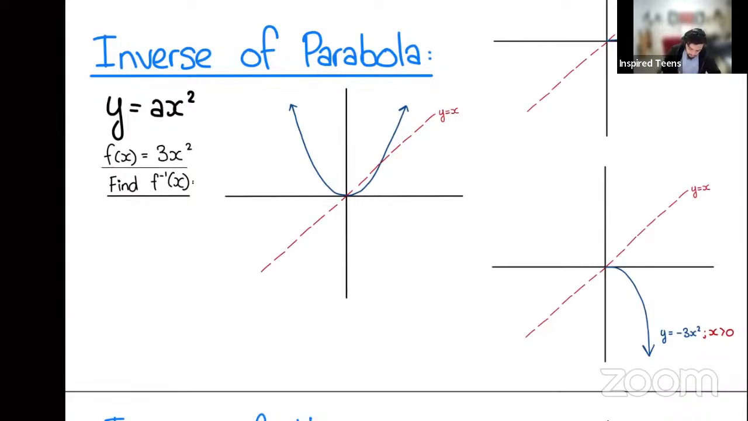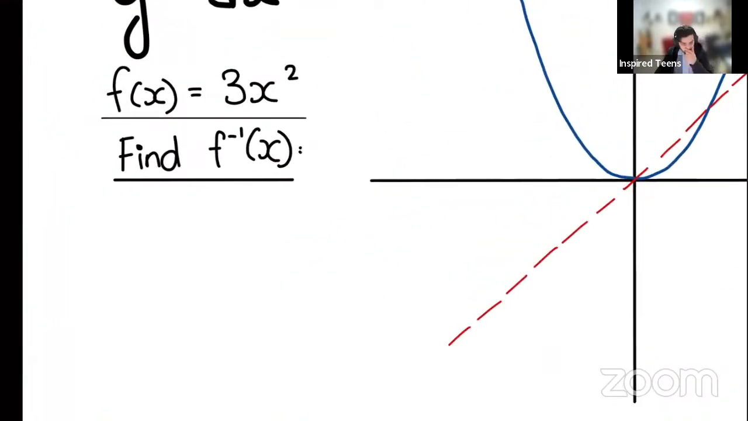f of x is equal to 3x squared. Find f of minus 1, which is the inverse of f. Okay, so we follow the same steps. We write it out in standard form. y is equal to 3x squared.